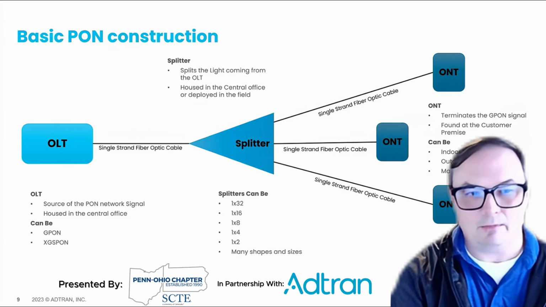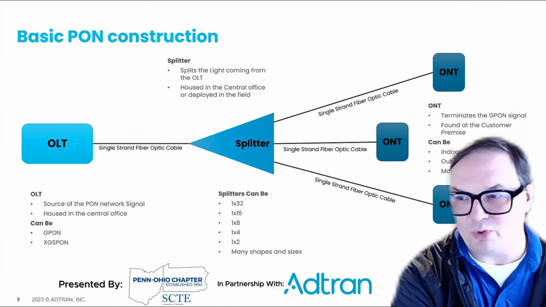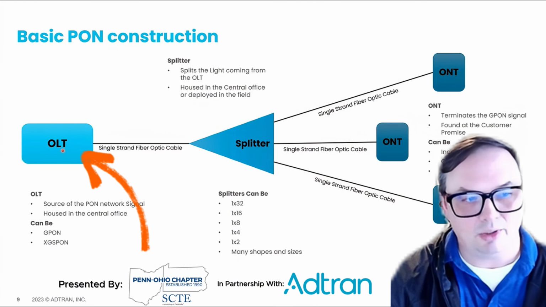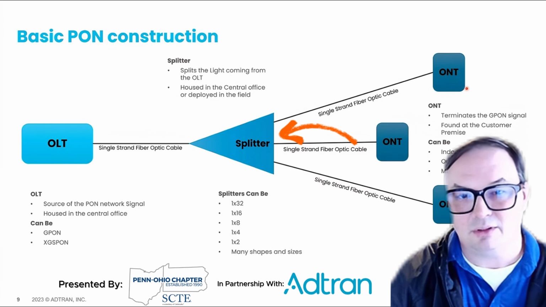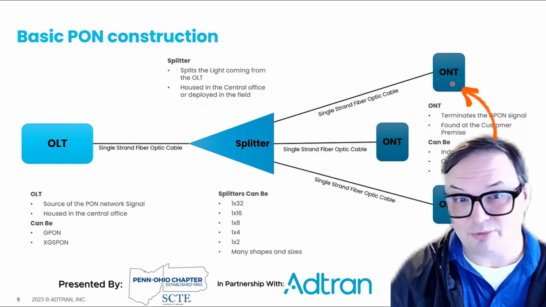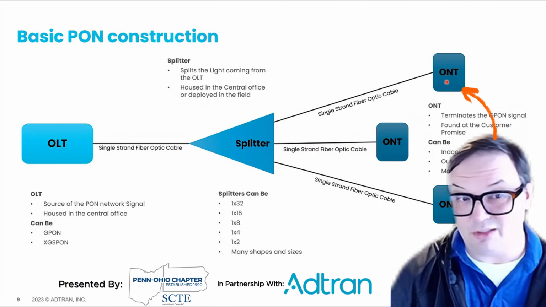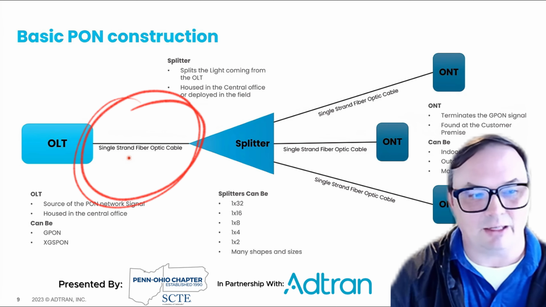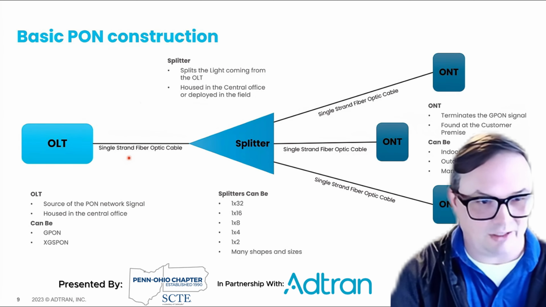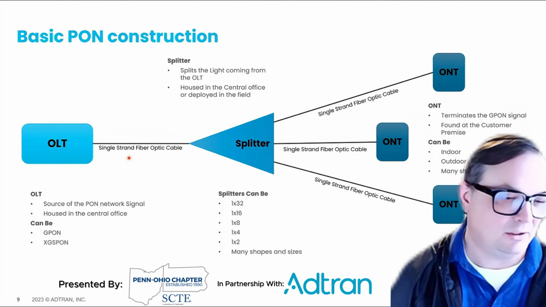There's really four major components on the screen: your OLT, optical line terminal, your splitter, your ONT or ONU, optical network terminal or optical network unit, and then we can't forget about single mode fiber. Single mode fiber is what makes all this happen.